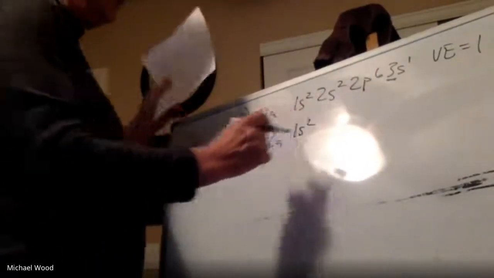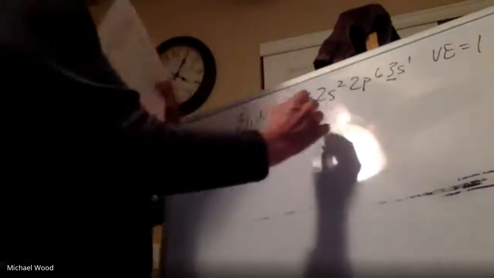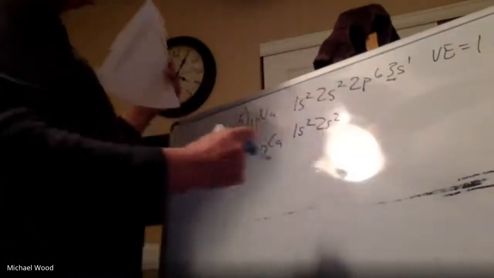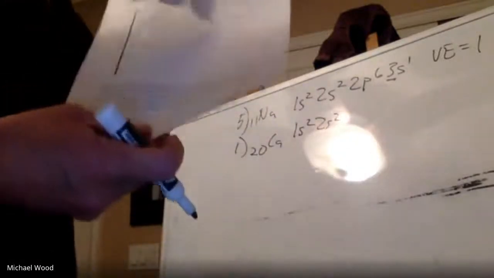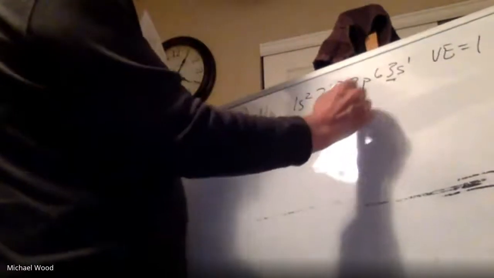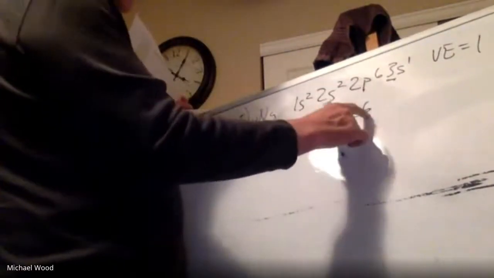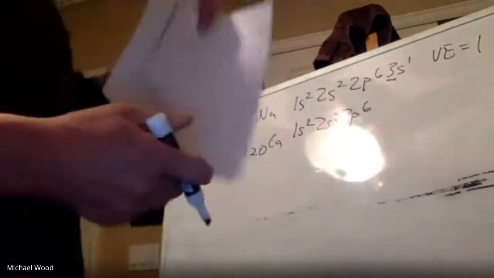So the first box is 1s2. Then I go back here, the next box is 2s2. The next available boxes are 3 of them, so it'd be 2p6. Now 2 plus 2 is 4, plus 6 more is 10. So I need to keep going because I've got to get to 20. The next available box is the 3s. 3s2, so now I'm at 12.